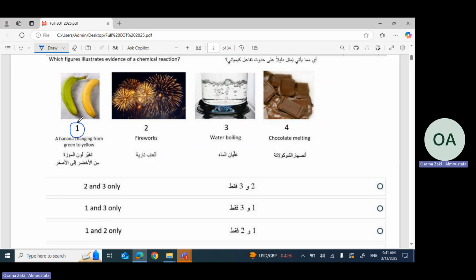Okay. The second one here, we can see that we have here heat and light. So this is an evidence of chemical reaction. Here, this is a physical change because boiling, melting, evaporation, okay, all of them are physical changes, because here we don't have a change in the substance itself. So the water will stay water when heating, and chocolate will stay chocolate when melting. So no change in the substance itself. Okay. So the correct answer is 1 and 3. So we choose 1 and 3 only.